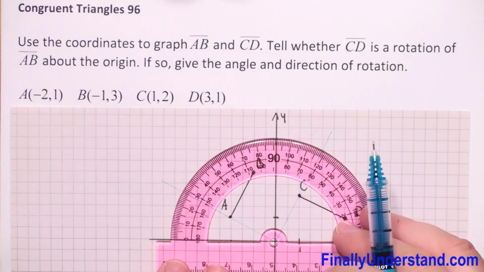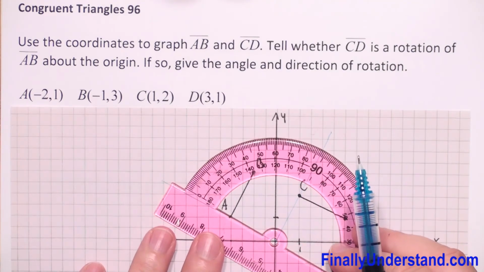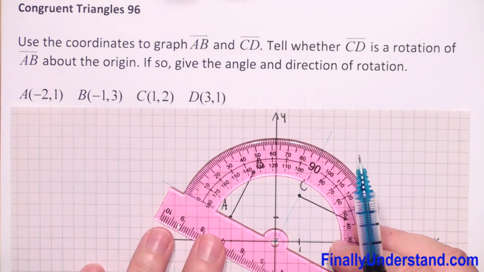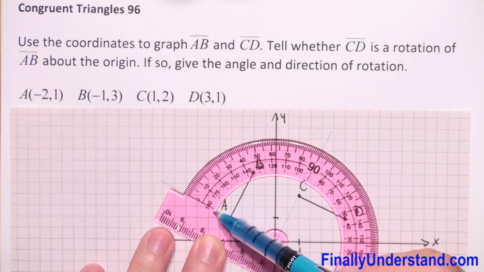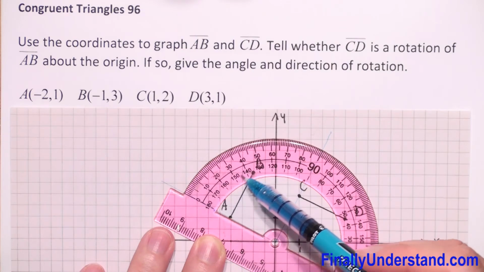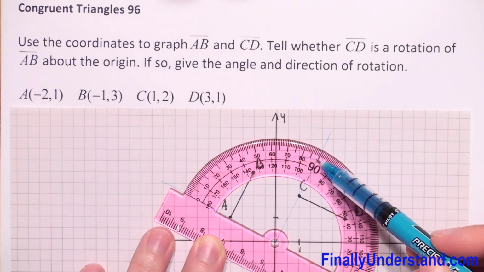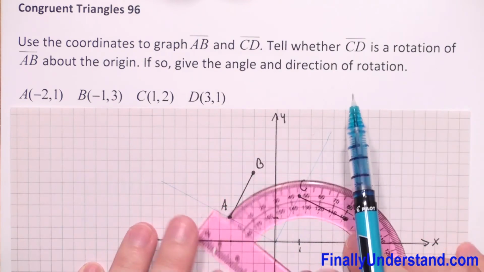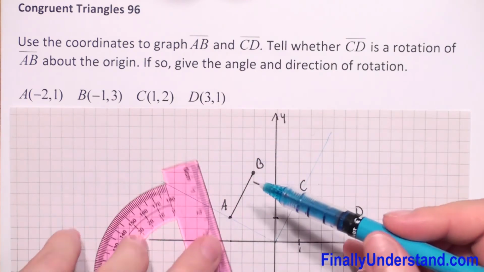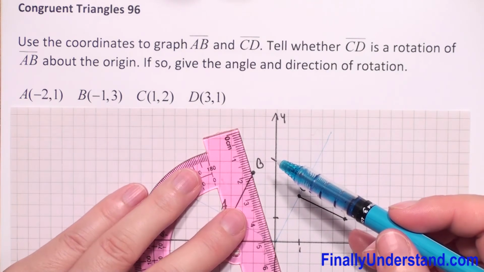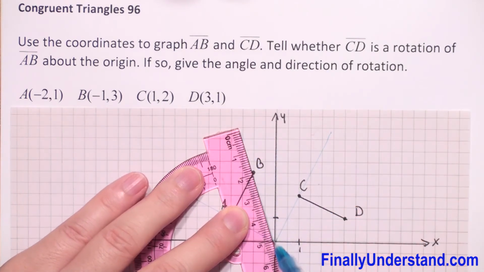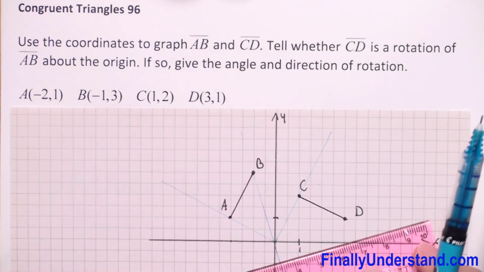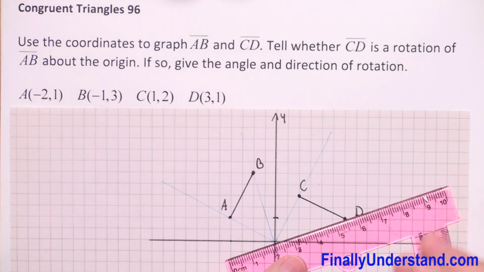We have to put our protractor in the origin and first ray. So we see that we move point A to point C by 90 degrees. What will be with point B? So we have to check, connect point B with origin and point D with origin.